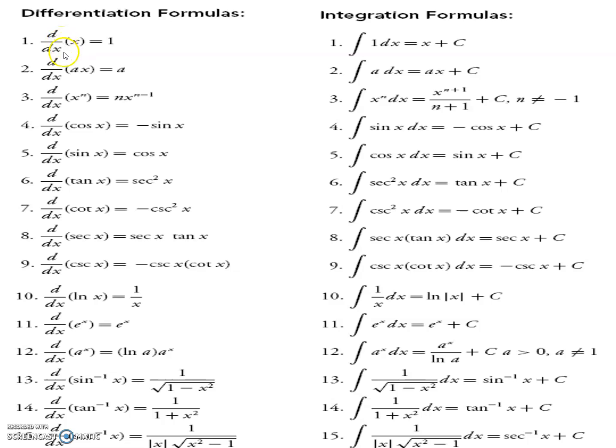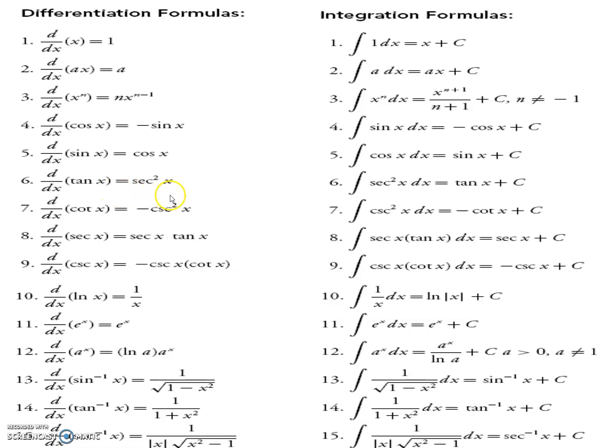How? Let us check. Derivative of x is 1, so integration of 1 dx is x plus c. Derivative of a into x is equal to a, so integration of a dx is ax plus c. Integration of x raised to n, be careful, is x raised to n plus 1 upon n plus 1, plus c, but in the derivative it is n x raised to n minus 1. That is the difference between the two formulas. Derivative of cos x is minus sin x, but integration of sin x dx is minus cos x plus c. Derivative of sin x is cos x, so opposite, integration of cos x dx is equal to sin x plus c.